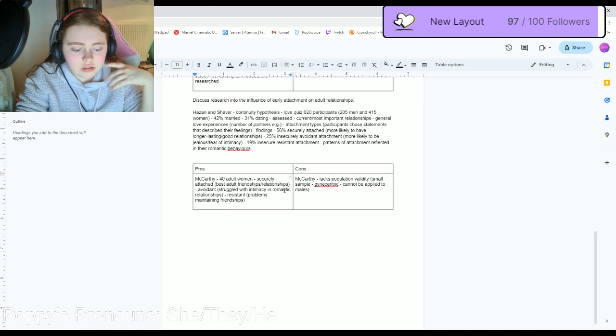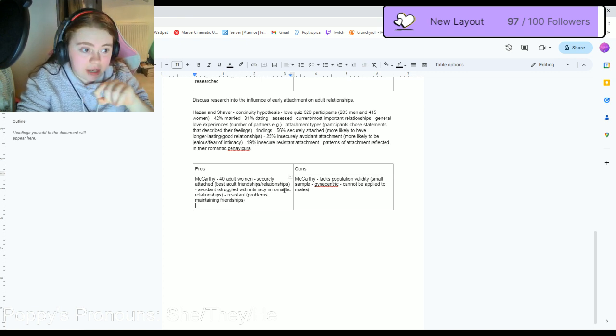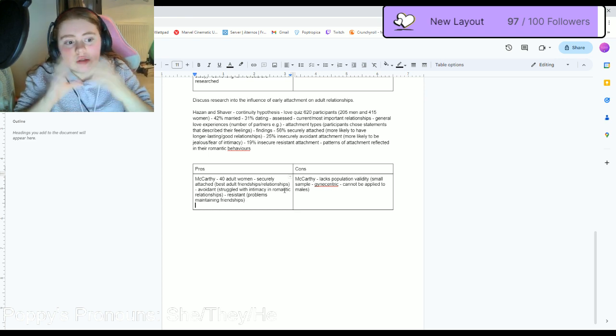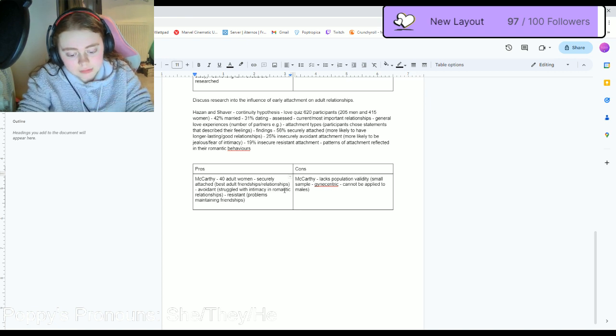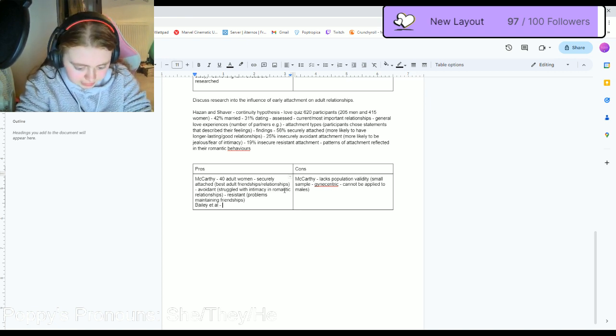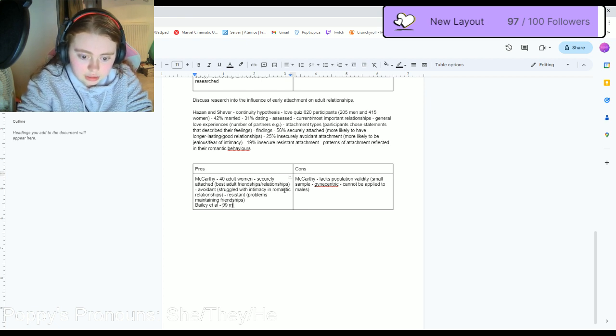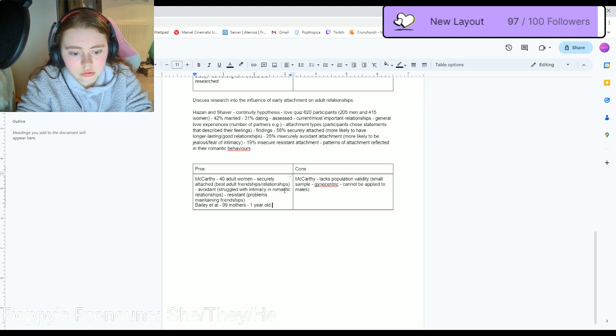You could put maybe two supporting studies, since we only have one main study. I would probably put in one or two supportive studies as well. So Bailey et al. 1999, mothers, 1 year old babies.